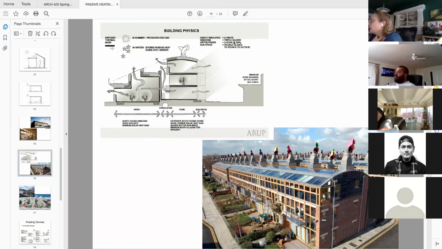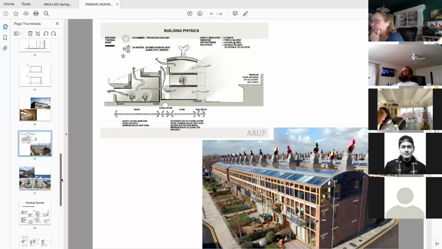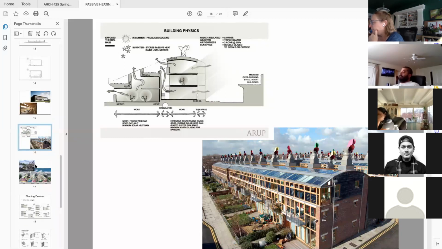So, yeah, there's some aesthetics that are a little funky, but overall I think it's a very creative, contemporary project.